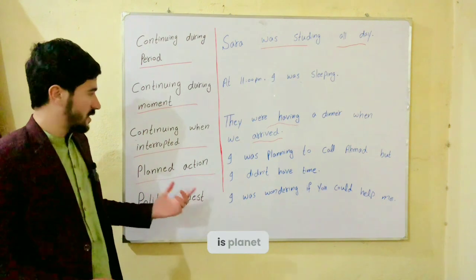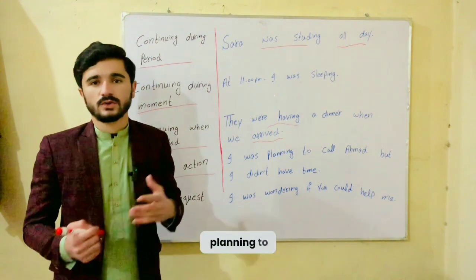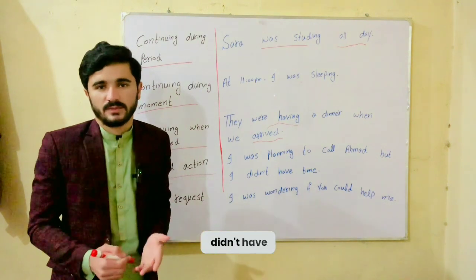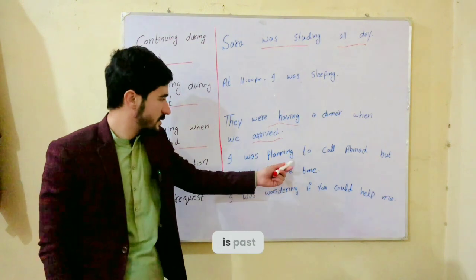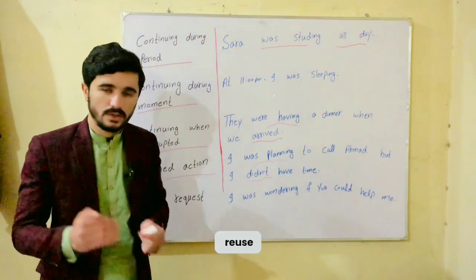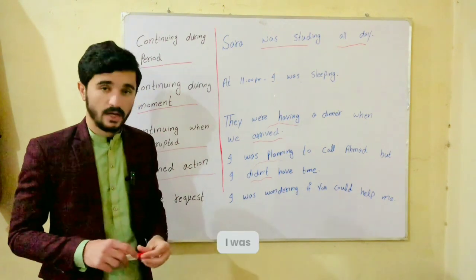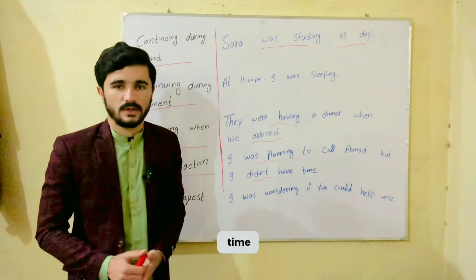And the fourth one is a planned action. For example, I was planning to call Ahmad but I didn't have time. There are also two past tenses here. One is past continuous, and didn't is also used as the simple past. I was planning to call Ahmad but I didn't have time.